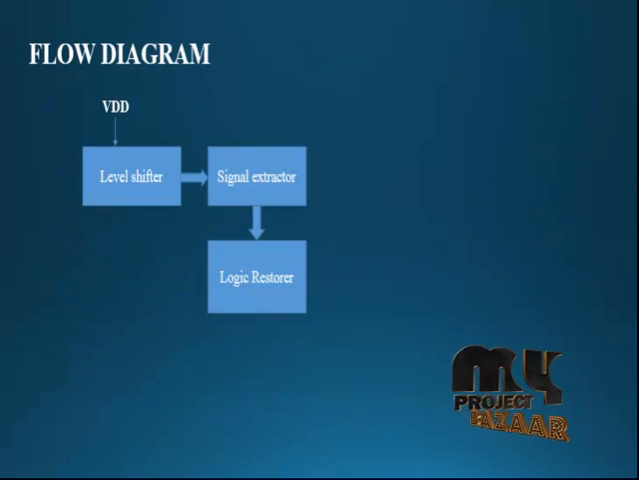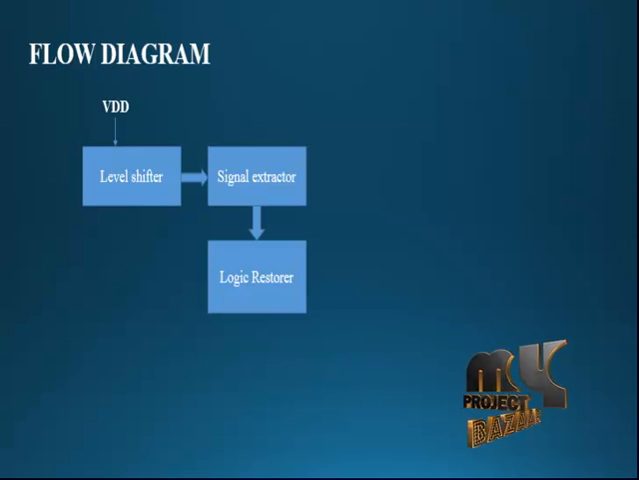Next we are going to see the flow diagram for our product. The flow diagram consists of level shifter, signal extractor, logic restorer. The proposed on-chip PLC receiver receives the data superimposed on power lines, and the data such as scan test data are sent from a test instrument. Therefore, the transmitter for the PLC receiver is an external instrument rather than one on the same chip.